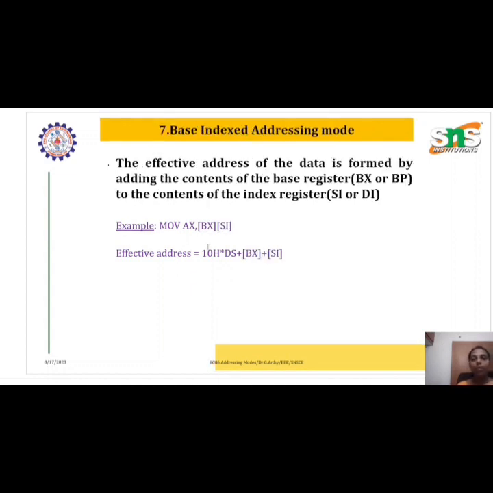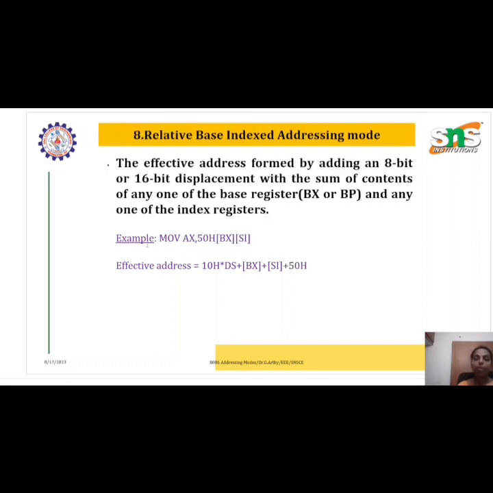Next is base indexed addressing mode. Here the effective address of the data is formed by adding the contents of the base register to the contents of the index register. This base register is added with the contents of the index register, either SI or DI, and then the effective address is formed. So SI added with BX along with DS forms the effective address.